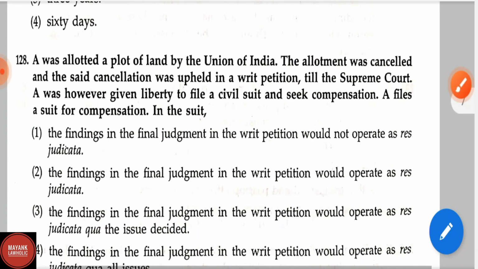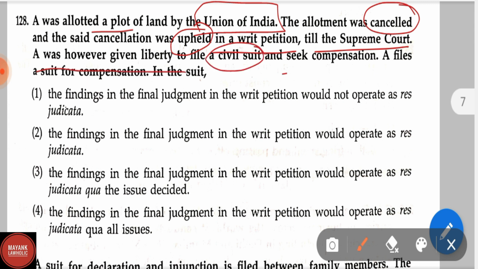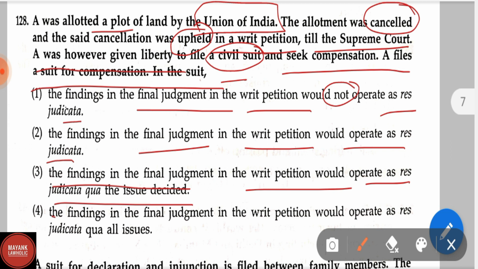Now let us see question number 128. A was allotted a plot of land by the Union of India. The allotment was cancelled and the said cancellation was upheld in a writ petition up to the Supreme Court. A was however given liberty to file a civil suit and seek compensation. A files a suit for the compensation. In the suit, the options are: the findings of the final judgment in the writ petition would not operate as res judicata; the findings in the final judgment in the writ petition would operate as res judicata; option 3, the findings of the final judgment in the writ petition would operate as res judicata, the issue decided; and option 4, the findings in the final judgment in the writ petition would operate as res judicata qua all issues.